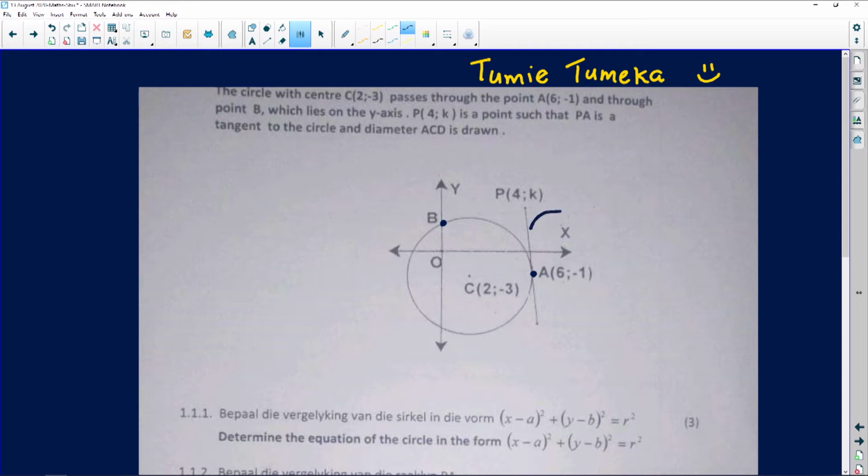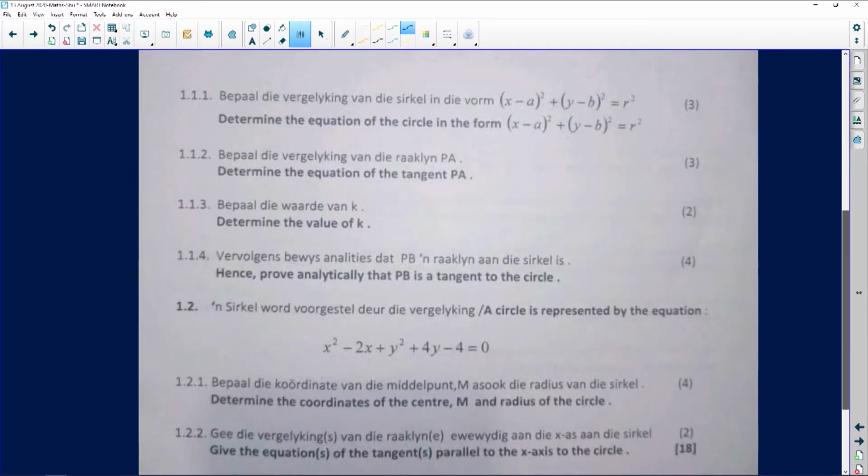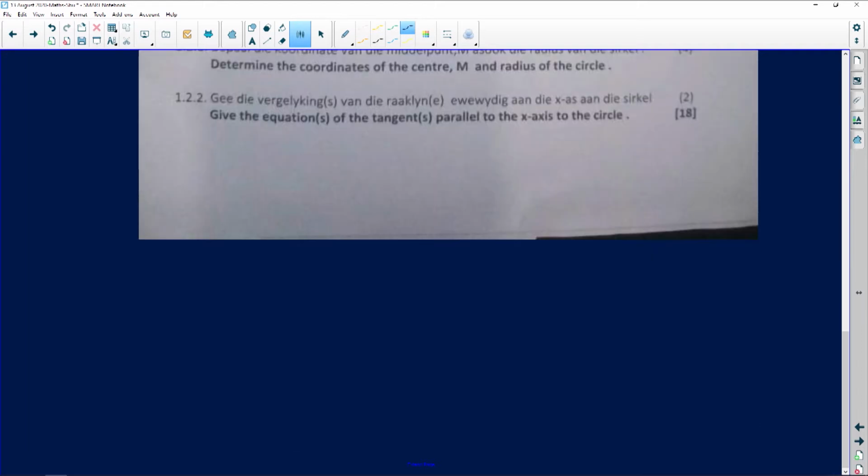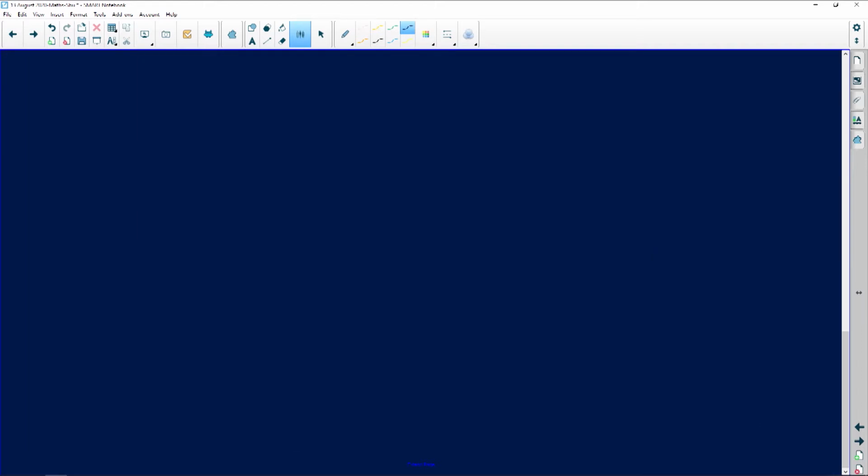So this here is a tangent, and we can all see that indeed it is a tangent that you're being given, and I'm certain that you're going to be asked very exciting questions about this tangent. So the first question says, determine the equation of the circle in the form (x - a)² + (y - b)² = r². Equations of a circle, beautiful stuff, no complications. You guys should know how to handle those kinds of questions.